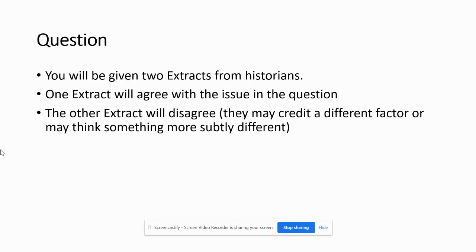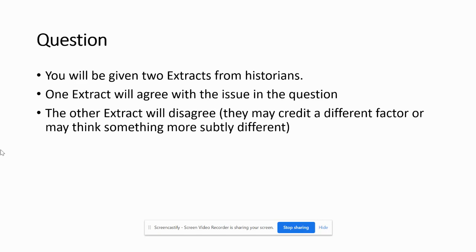So you'll be given a question with two extracts from historians. One extract will agree with the issue in the question. The other extract will disagree. Actually, it's important to say here, it might be that they present a mirror image, like a disagree factor, but it might be that they think something more subtly different. So they might think that it was someone else that caused the failure of the Fourth Crusade or the collapse of the Soviet Union, or they might be on a completely different tangent.